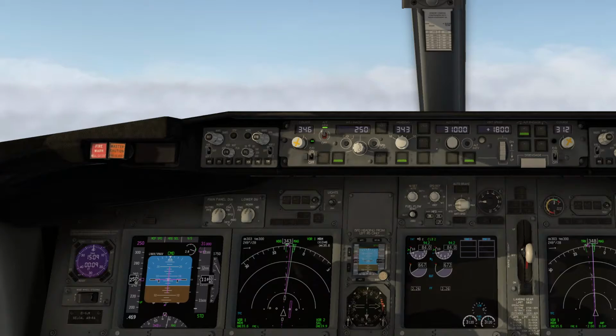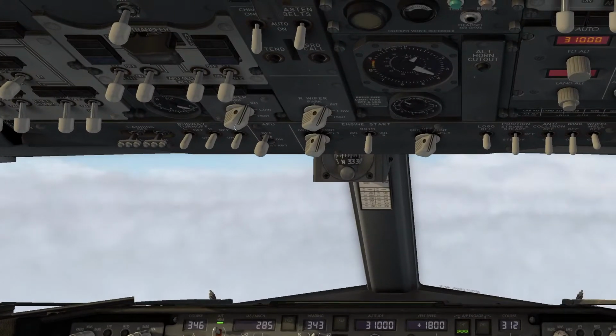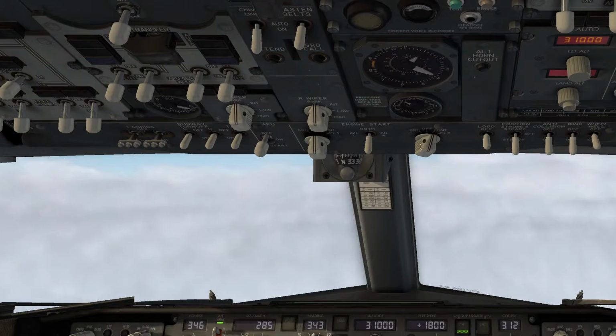So on this heading we should intercept 346 radial. At 82 nautical miles. We can now also increase the speed 285. And we don't need the wipers anymore. And got ignition on auto.